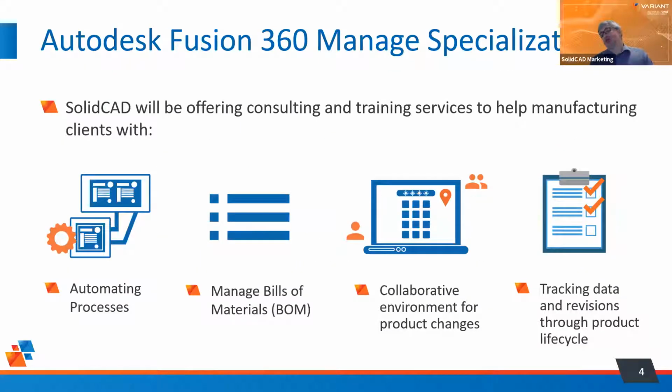Once again, we did talk a little bit about Fusion Manage. What is Fusion Manage? It's a PLM product to help automate your processes and your bill of materials. It gives you a collaborative environment for product changes and tracking revisions and those types of things through the product lifecycle. So we're going to see how we've integrated that into Variant to give you a configure-all-the-way-through-to-sales, through-to-production type workflow.